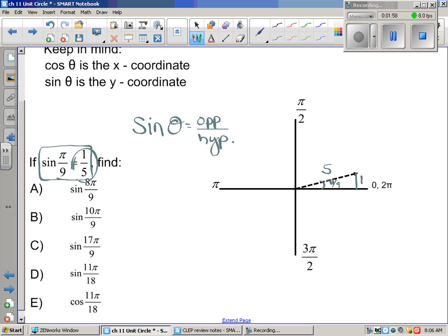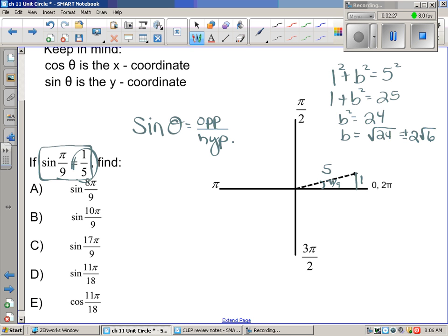Pythagorean theorem. And so just off to the side, we're going to do 1 squared plus b squared, or x squared, equals 5 squared. So 1 plus b squared equals 25. So b squared equals 24. And therefore, we're going to take the square root of 24. I hope we're all following this so far. And recognize that 4 is the largest perfect square that can come out. And I end up with 2 square root of 6.